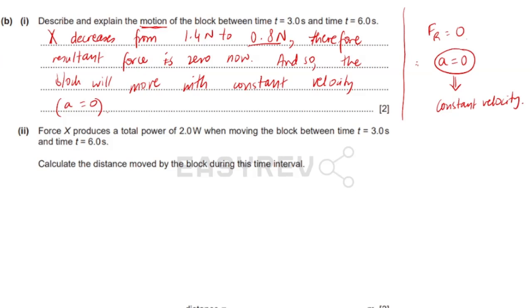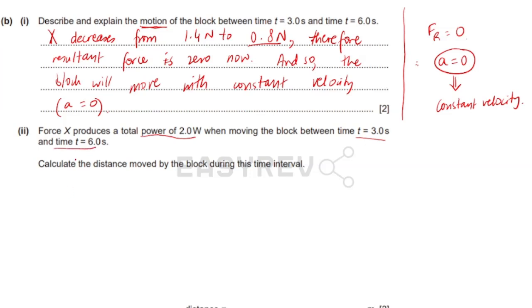Force X produces a total power of 2 watts when moving the block between time t equals to 3 seconds and time t equals to 6 seconds. Calculate the distance moved by the block during this time interval. Alright, so this time what we want to relate is the force X with the power of this block moving. We're told that the power is 2 watts and this 2 watts is exerted when moving the block between time t equals to 3 seconds and time t equals to 6 seconds.